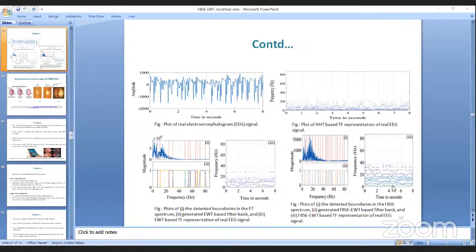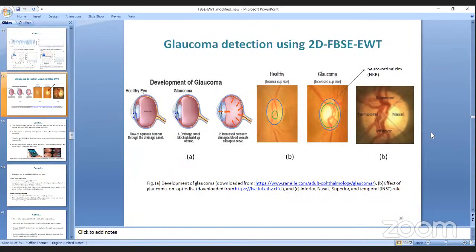And after that, we have explored this FBSE DWT method for the diagnosis of glaucoma using fundus images. For this glaucoma detection purpose, we have extended this FBSE DWT method, which you have seen for one dimension, into the two-dimensional Fourier-Bessel series expansion based empirical wavelet transform. So let us see what the concept of glaucoma is.